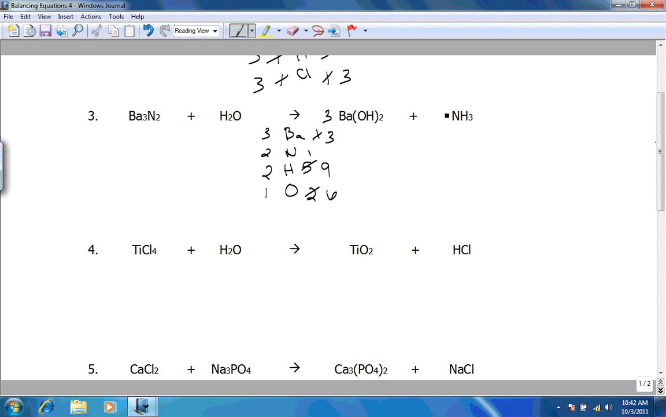2 nitrogens here. I'm going to multiply this whole compound by 2 to get our nitrogens. And now that's changed our hydrogens. We have 6 here. We still have 2 times 3, so we have 6 here. So that means we actually have 12 hydrogens now. Alright, so bariums are balanced, nitrogens are balanced, hydrogens. Multiply this by 6 to make them have 12 hydrogens. And we now have 6 oxygens, and that balances it out.